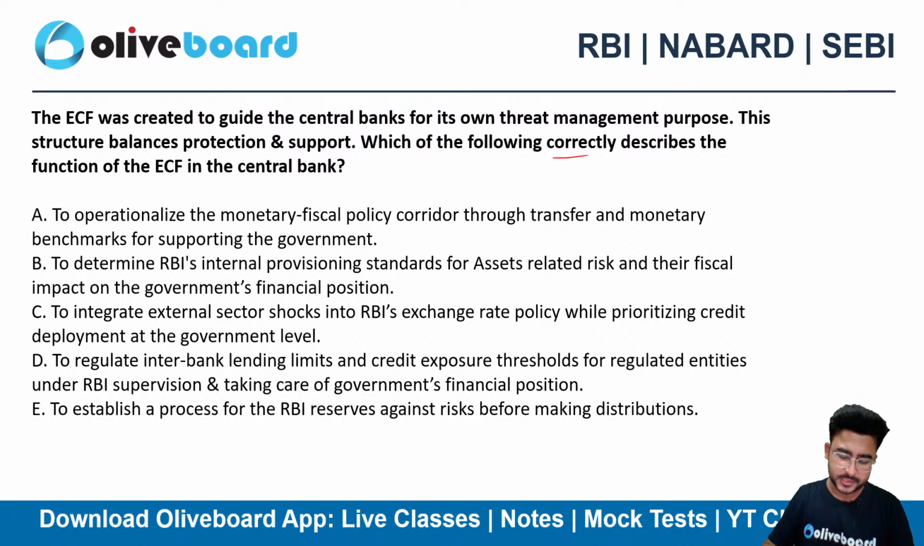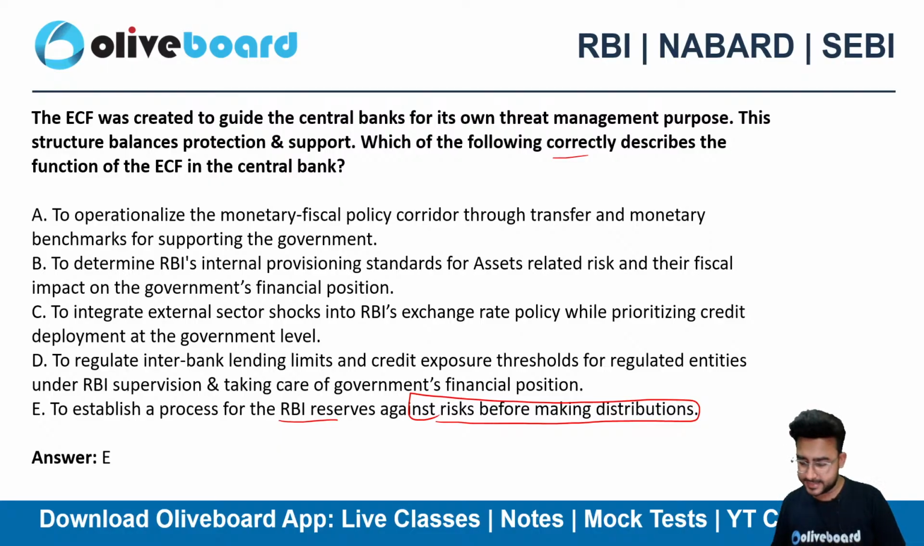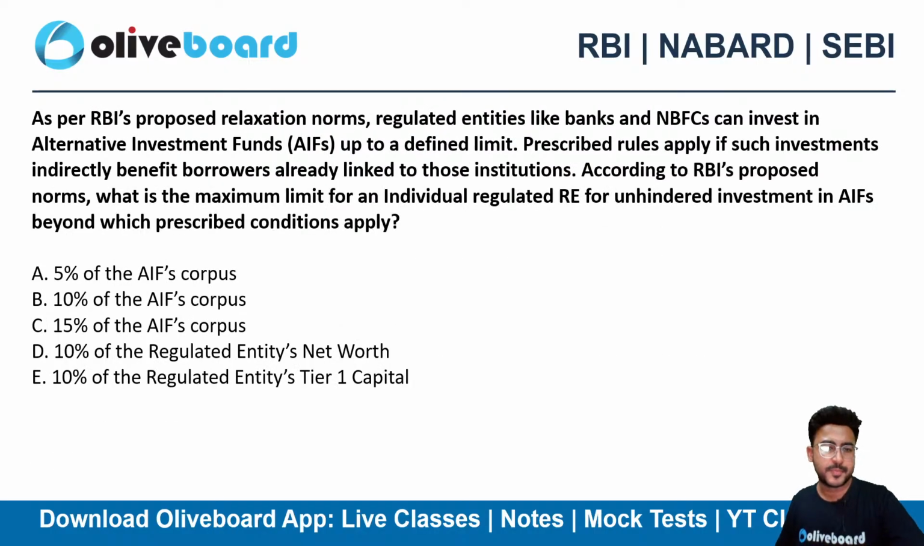Guys, the correct choice here is option E, to establish a process for the RBI reserves against the risk before making any kind of distribution. So RBI considers the risk here, it creates a reserve before making any distribution. Right, so option E is the correct choice here.